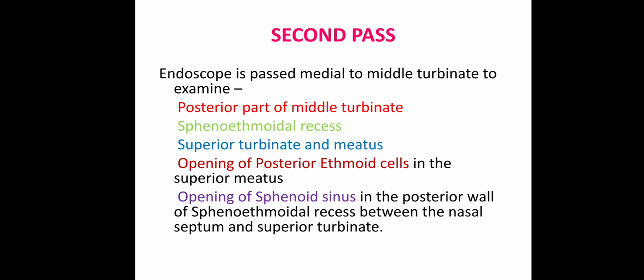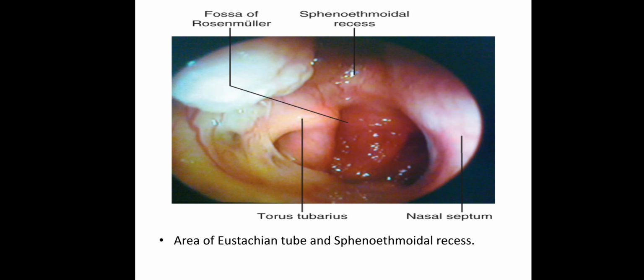Second pass. The endoscope is passed medial to the middle turbinate to examine the posterior part of the middle turbinate, sphenoethmoidal recess, superior turbinate and meatus, opening of the posterior ethmoidal cells in the superior meatus, and opening of the sphenoid sinus in the posterior wall of the sphenoethmoidal recess between the nasal septum and superior turbinate. This is a picture showing the area of the eustachian tube and sphenoethmoidal recess. This is the sphenoethmoidal recess.